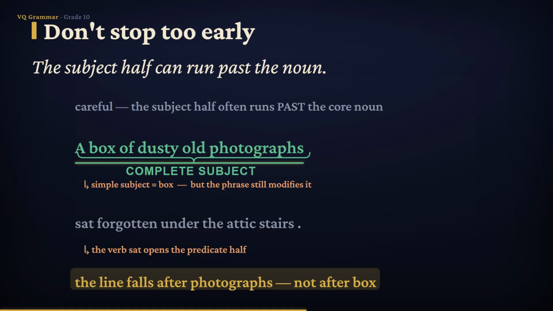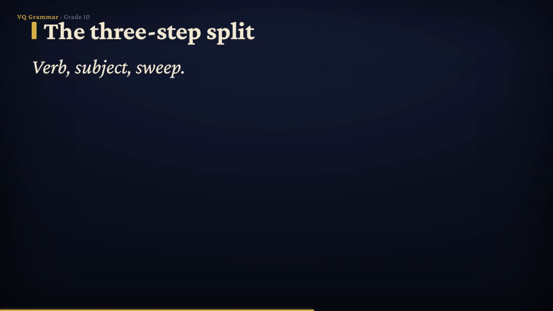When you're hunting for the split, don't stop at the first noun. Keep going until you hit the verb. Let's turn all of that into a 3-step routine you can run on any sentence. Step 1. Find the verb. The verb anchors the predicate half, so the moment you spot it, you know roughly where the line will go.